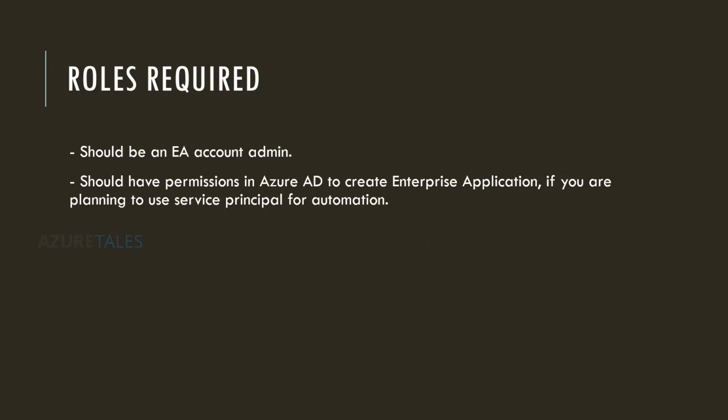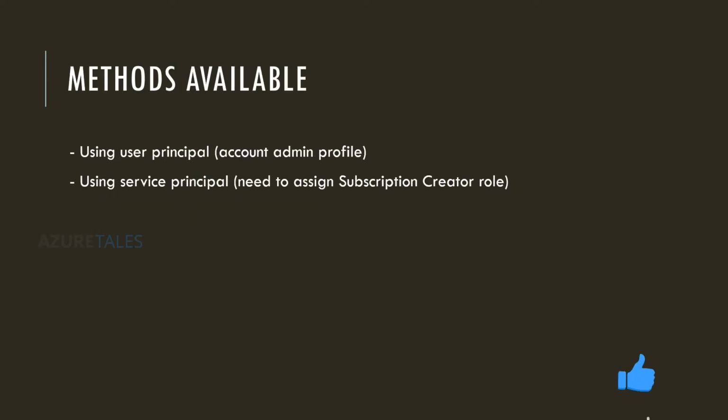Secondly, if you're planning to use a service principal for automating this entire process, you should have the permissions in Azure AD to create an enterprise application or an app registration. That is something that you require. In case you don't have that, you can request someone in your organization, like your global administrator, to create one and give you the client ID and the secret. That's also possible. So basically there are two methods available for creating subscriptions programmatically.